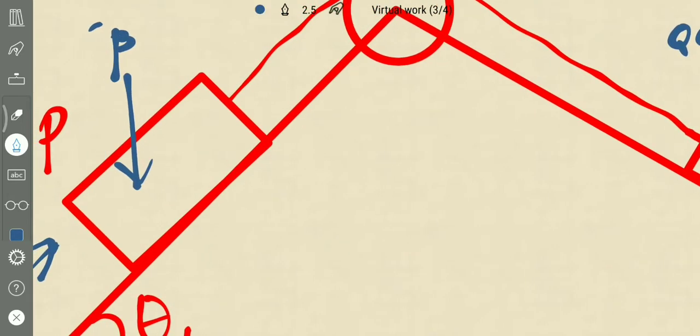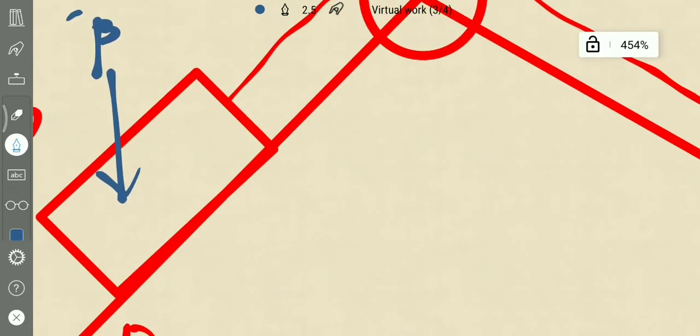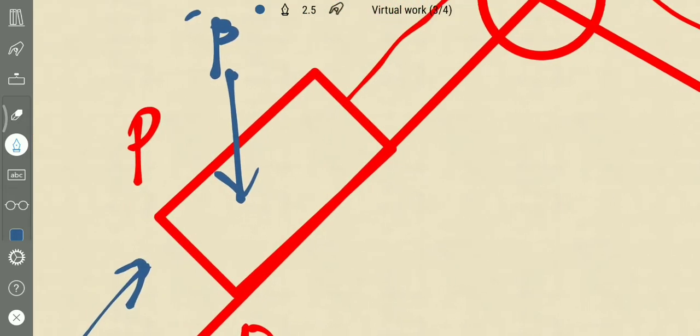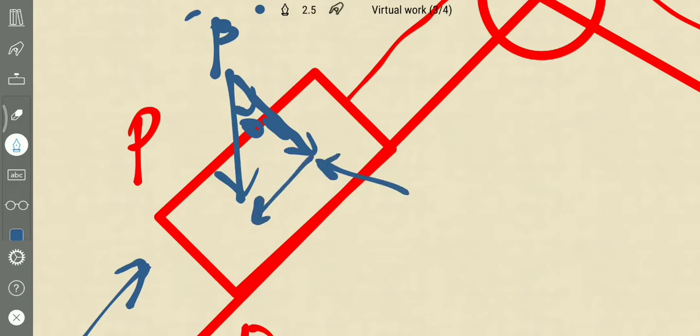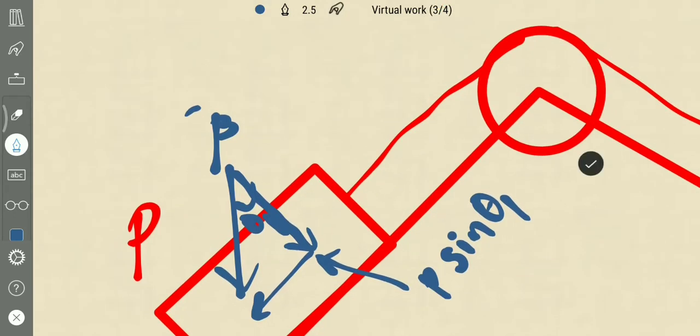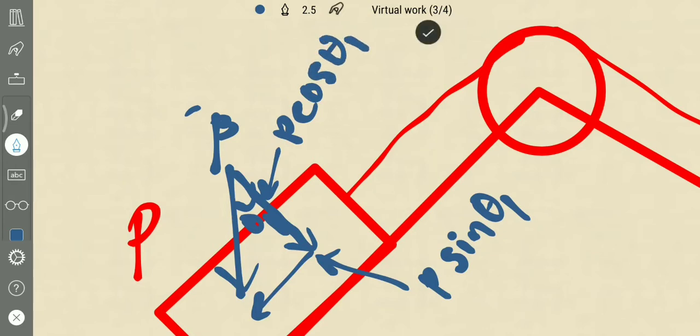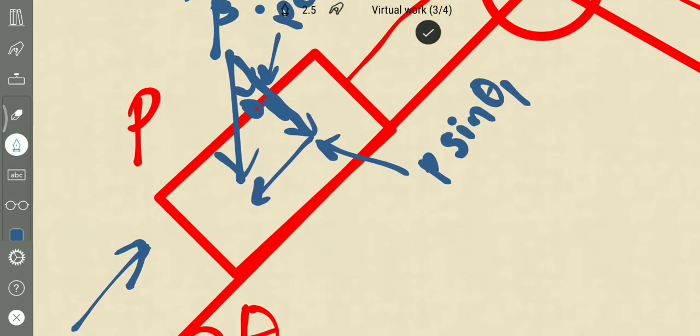Similarly, on the side P, this is theta 1. So this will be P sine theta 1, since this one is the opposite side, and this will be P cos theta 1, and there will be a reaction equal to N1.